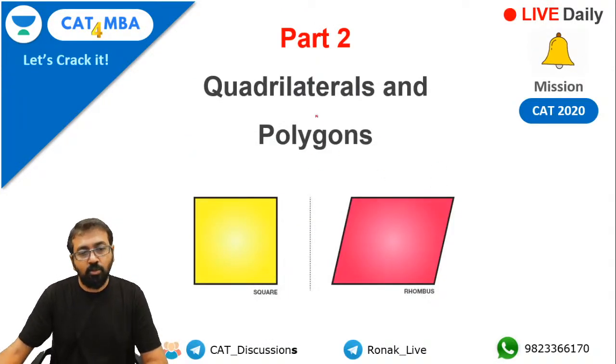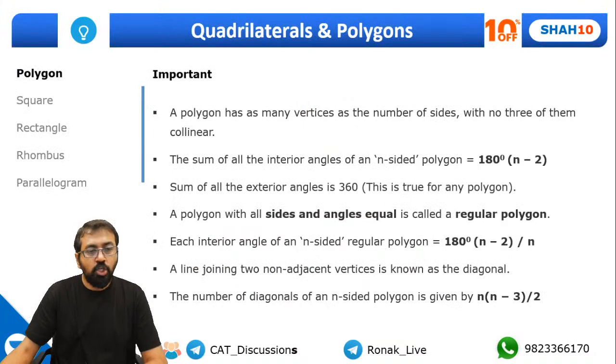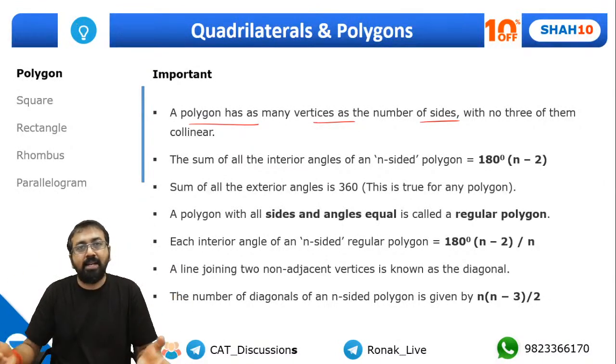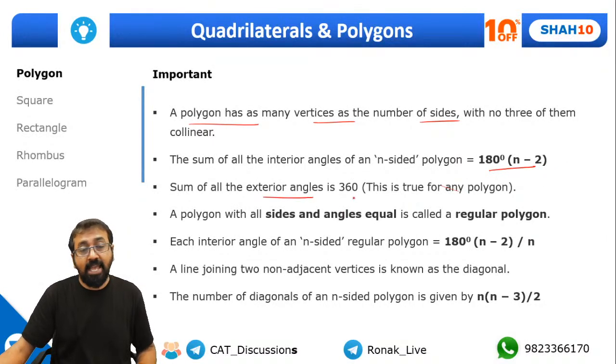Let's start with quadrilaterals and polygons. So you know that a polygon has as many vertices as the number of sides. It's a closed figure formed by intersection of lines. So sum of all angles is 180 into n minus 2. Sum of all exterior angles is 360 degree. If sides and angles are equal, that's called a regular polygon. And in a regular polygon, each angle will be 180 into n minus 2 divided by n.